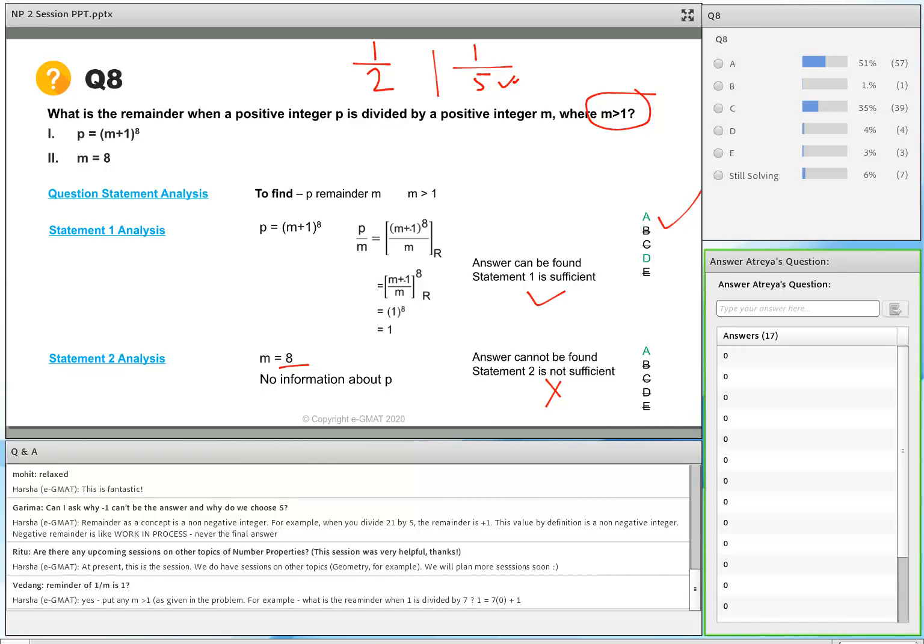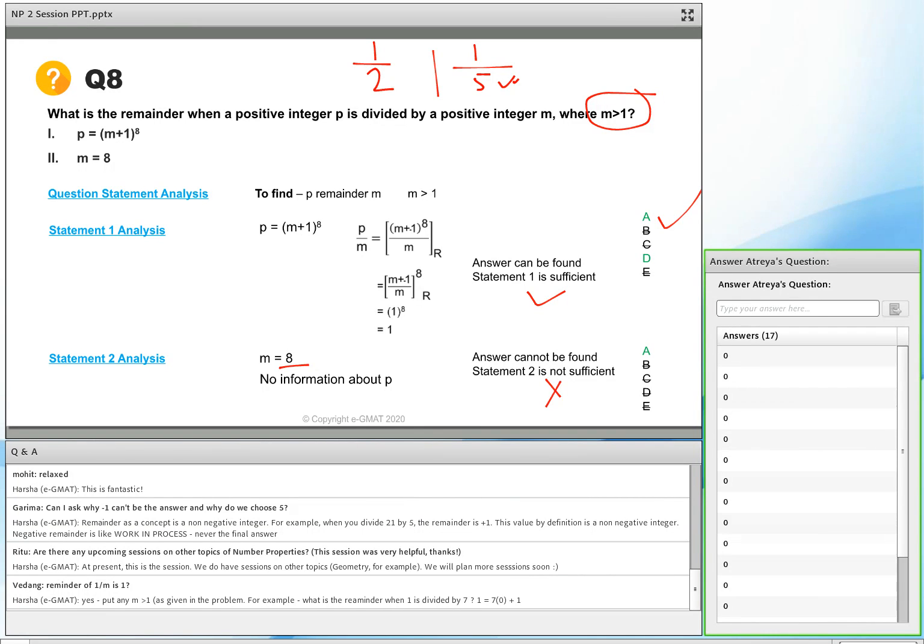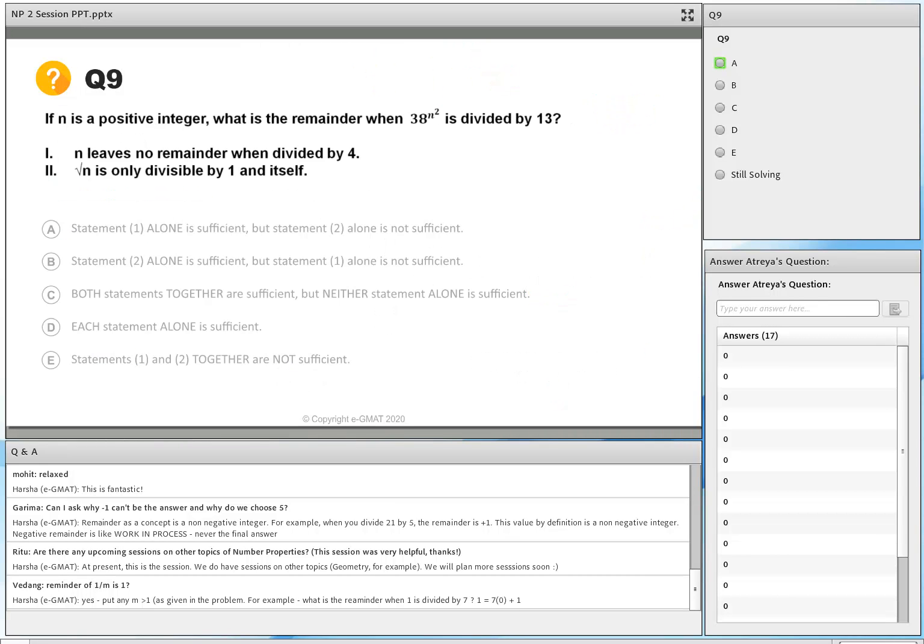Just give me one moment over here, guys. Just very quickly, I'll bring in the poll for question number 9, hiding the poll for question number 8. Again, the same process for this as well. I want you people to click on still solving. Can you please click on still solving? All right, let's move on to question number 9. All the best, all of you.